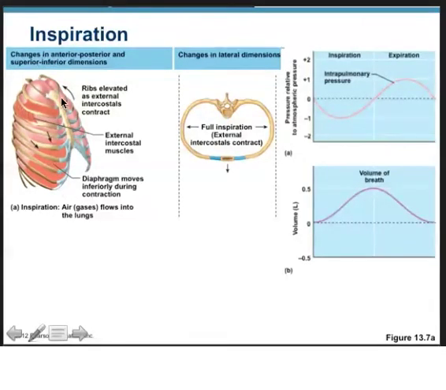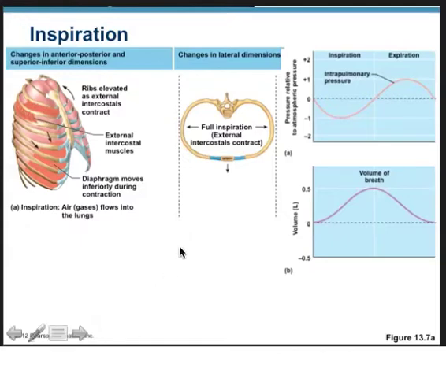And what I want you to notice is that it's a closed chamber, okay? And so the amount of gas in that chamber does not change. The diaphragm and the external intercostal muscles contract, and the size of the thoracic cavity increases when you inspire, when you take air in. The external air is pulled into the lungs due to the increase in intrapulmonary volume and the decrease in the gas pressure.